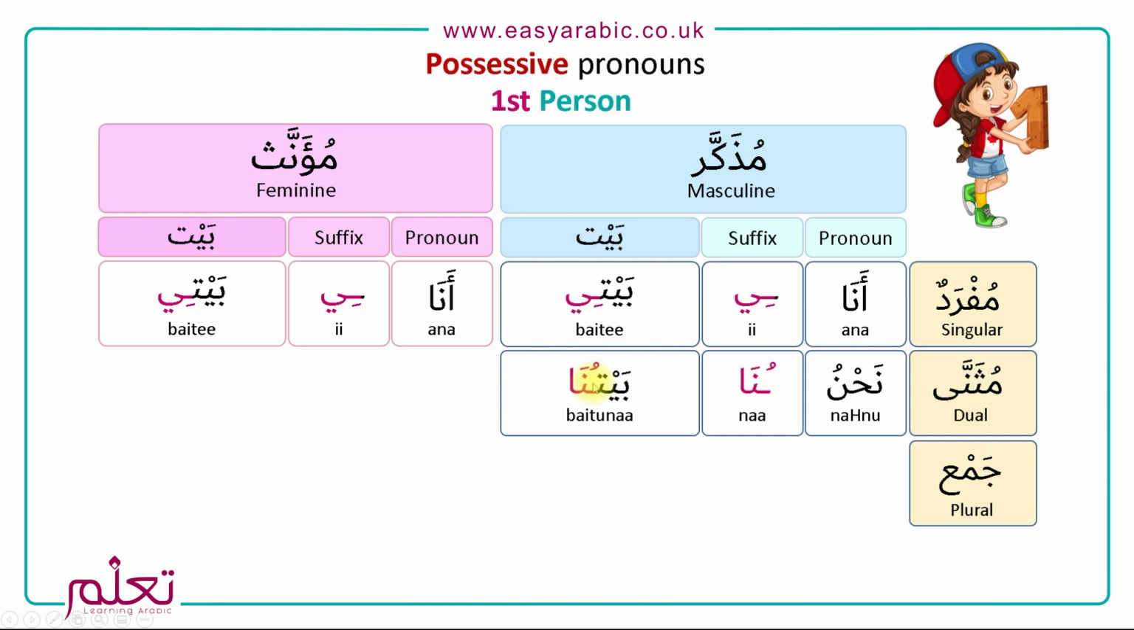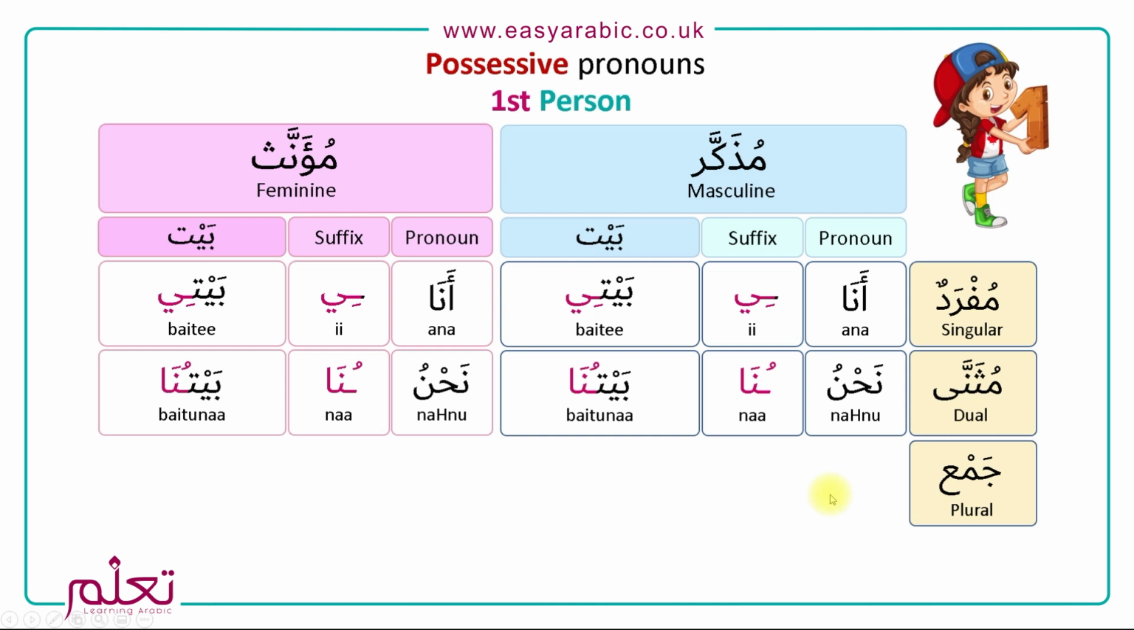Again, when we talk about a group of individuals, whether it's masculine, feminine, or mixed, we will still be we. So in here, it will still be the same. Nahnu, Na, and then Baytuna. That's also the same for jama.